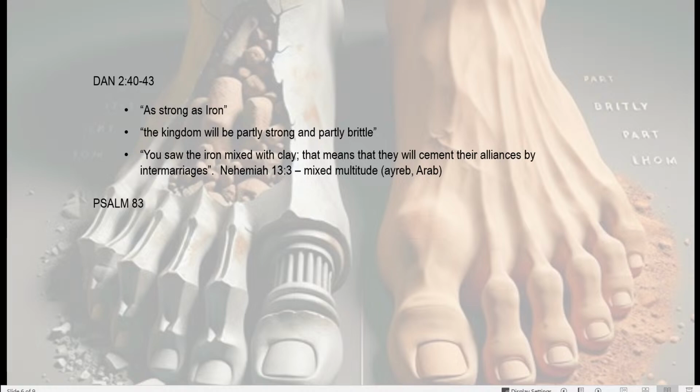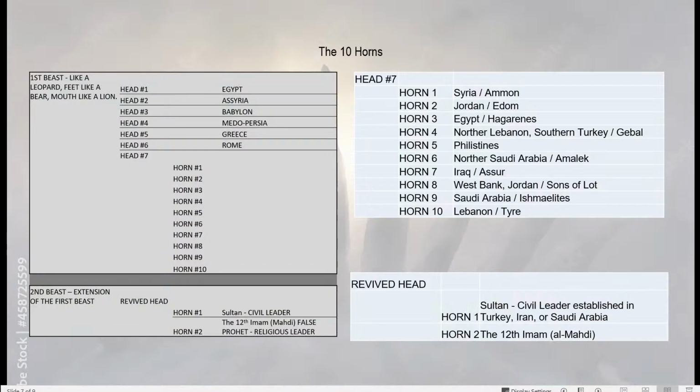So the Israeli scholars, sages is the right word, right? Yeah, that's what they call them. So that is where they ascribe the 10 horns in Daniel. So horn 1 represents Syria. Well, not in any particular order, but you have Syria, Jordan, Egypt, northern Lebanon, southern Turkey, Philistines or Gaza, northern Saudi Arabia, Iraq, the West Bank, the Ishmaelites, Saudi Arabia, and Lebanon, which would be Tyre. That's the one I forgot.